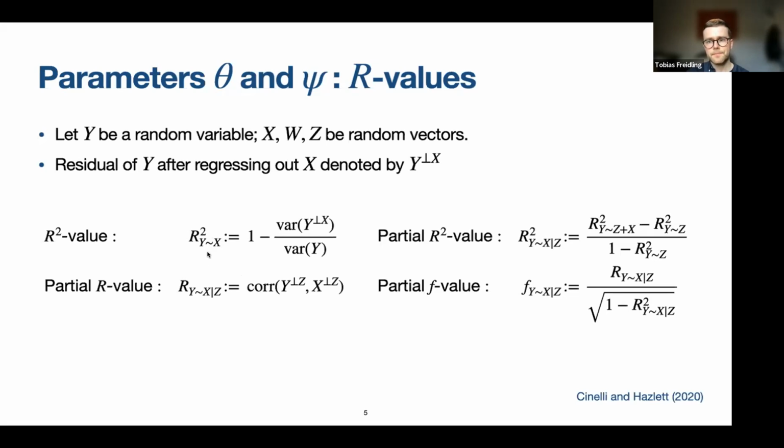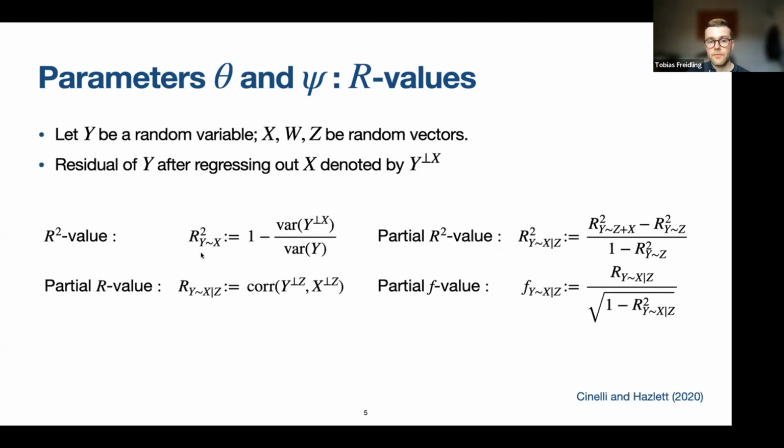And the reason why we choose these R square values as a tool for parametrization is that they're fairly interpretable, and applied researchers probably already use them in their analysis. So I think it's more intuitive for them to also use them for sensitivity analysis. We can also define a partial version of the R square value. So this is basically just saying we first regress out all of the effects of Z and then look at how good X is explaining Y.